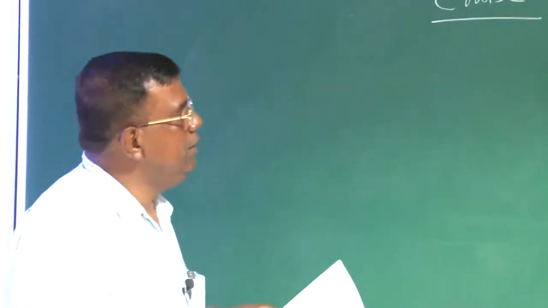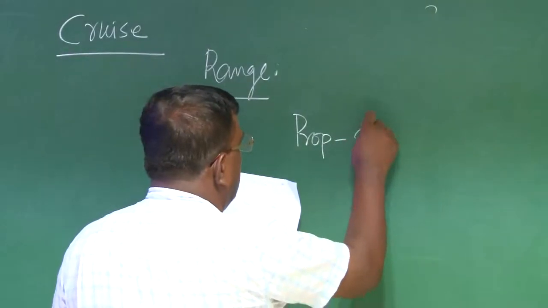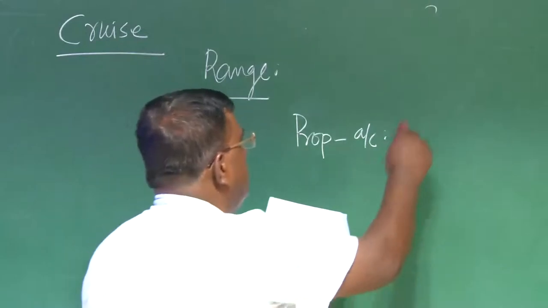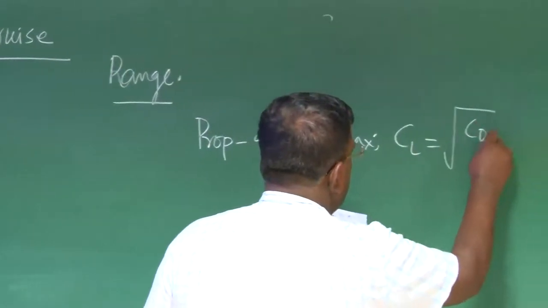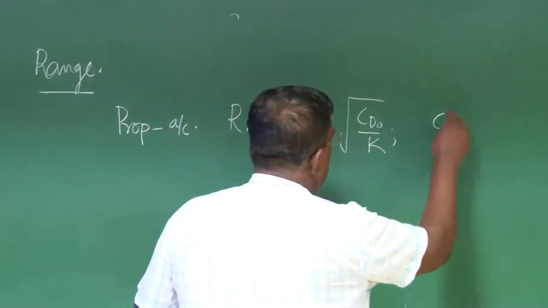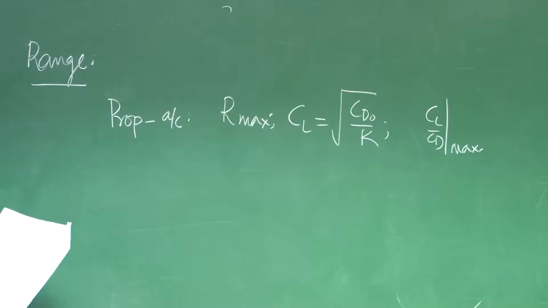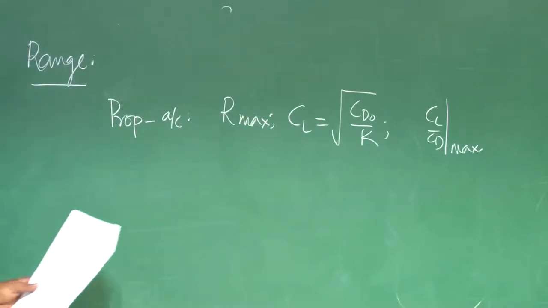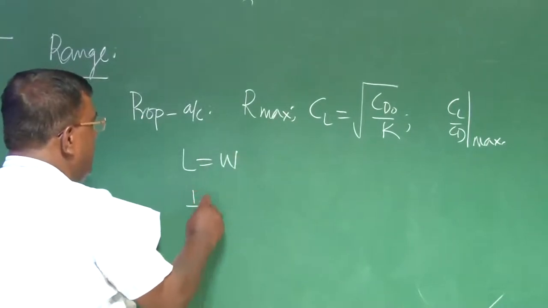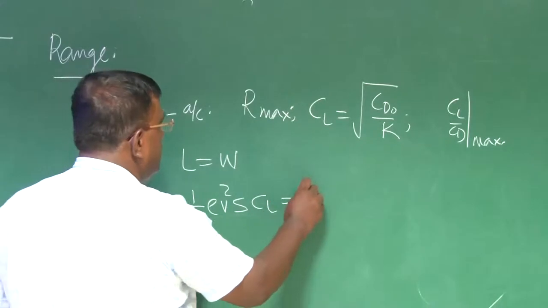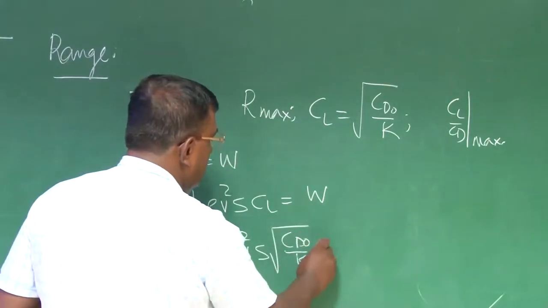Now looking for wing loading to meet range requirement, and if I take propeller driven aircraft, we know that for range maximum, the condition was CL should be equal to CD naught by K, which essentially meant CL by CD is maximum. What does it mean in terms of wing loading? That is important. When I'm talking about range maximum and talking about cruise, that means lift is equal to weight. So I write half rho V square S CL equal to weight. And for CL, I write half rho V square S times root of CD naught by K equal to weight.